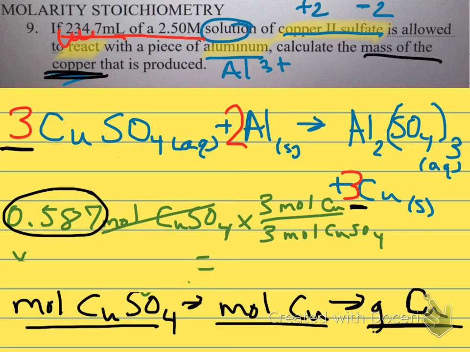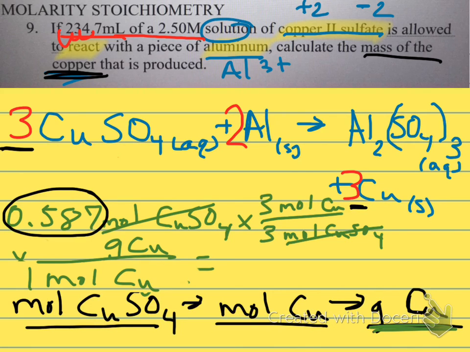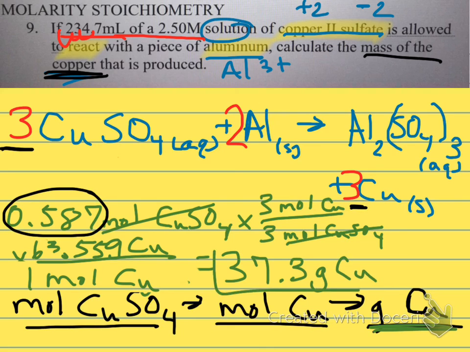So moles of copper sulfate cancel with moles of copper sulfate, so we need moles of copper on the bottom and grams of copper on top to get to grams. So that's going to be 1 mole of copper for every 63.55 grams of copper. So that, after plugging that in our calculator, you should get 37.3 grams of copper as our product.